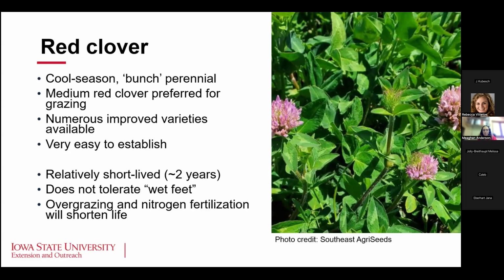Medium red clover is generally the type that's preferred for grazing because it's going to regrow better after grazing versus the mammoth red clover. There's numerous improved varieties available, including one that's called the Q medium red clover, developed at the University of Florida. That's actually a non-GMO variety bred to tolerate applications of 2,4-D. And so there is some pretty interesting breeding work happening with some of these species. Red clover is very easy to establish.